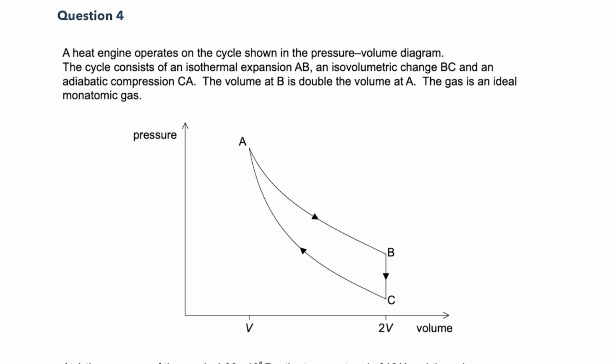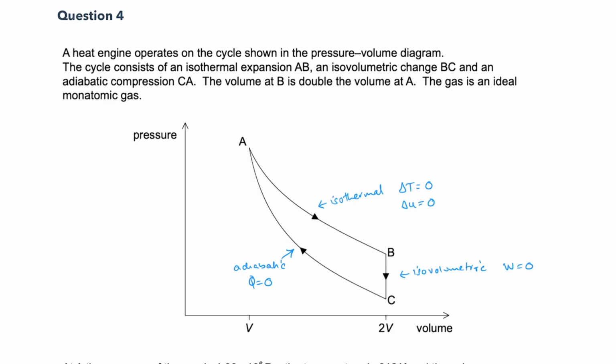Question 4. A heat engine operates on the cycle shown in the pressure volume diagram. The cycle consists of an isothermal expansion AB. Isothermal. I always write down isothermal equals 0, so delta U equals 0. An isovolumetric change at BC. Isovolumetric. Because there's no area underneath that process, then the work done is equal to 0. And an adiabatic compression at CA. Adiabatic, and again when I see the word adiabatic, I'll always write down Q equals 0.